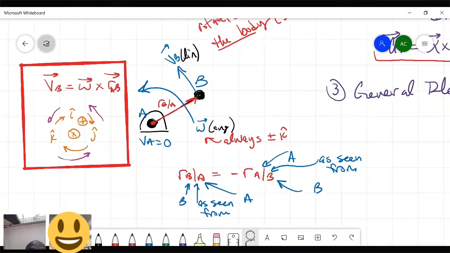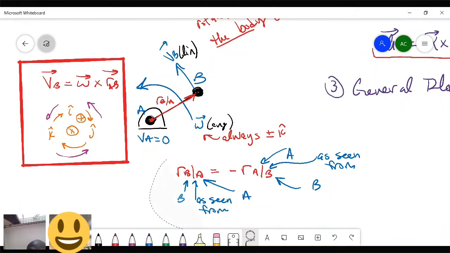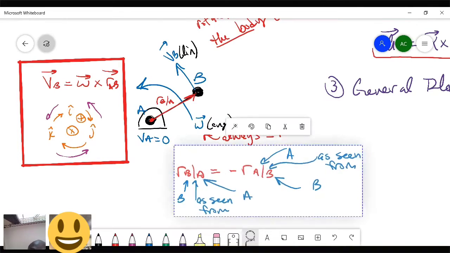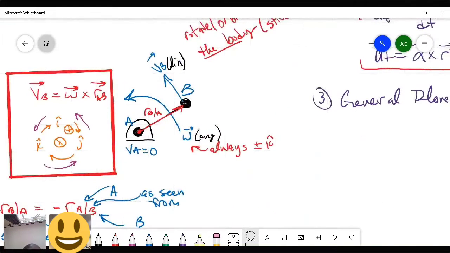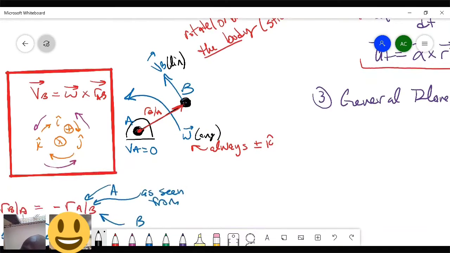Okay. All right. So I'm going to move this to the side. So now let's talk about the actual velocities. I said everything is based on relative velocity. We're going to say VB. We know this is our equation. VB equals V of B.